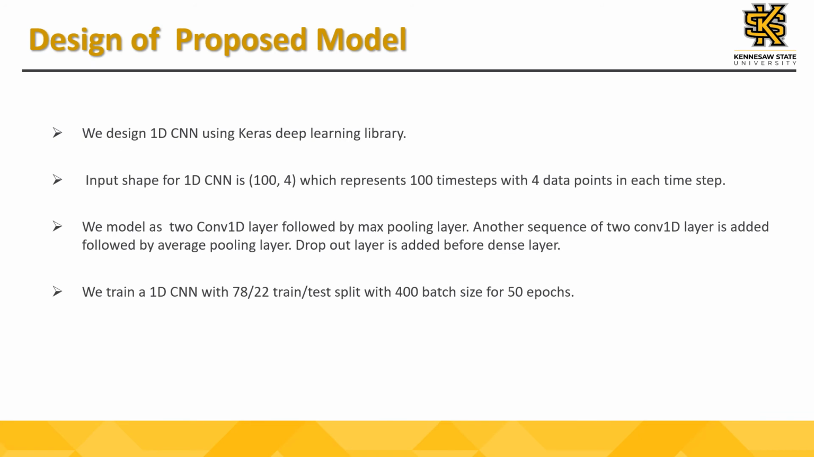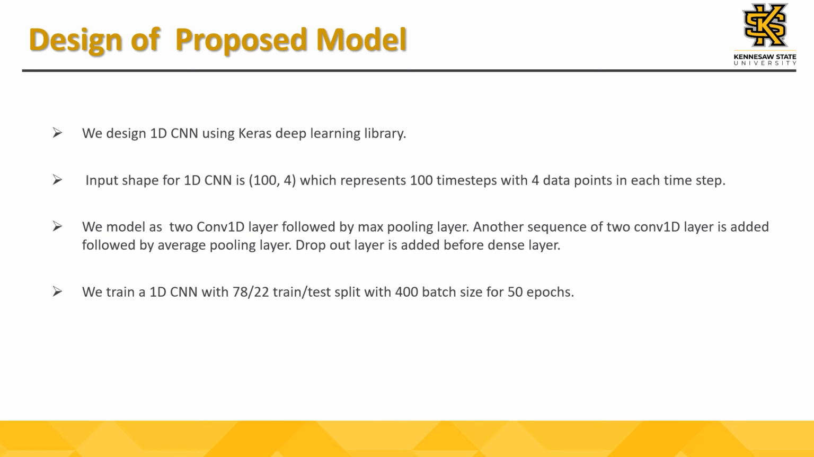Our design is very simple and it is designed using the Keras deep learning library. The input shape is 100 by 4, where 100 represents our optimum window size and 4 represents the optimum sensors. We used VGGNet as the model architecture. We took 2 stacks of convolution layers followed by a max pooling layer and another 2 stacks of convolution layers followed by an average pooling layer. Then a dropout layer is added before the dense layer.